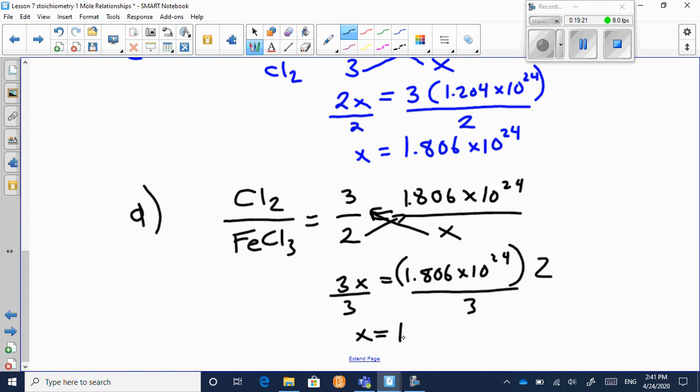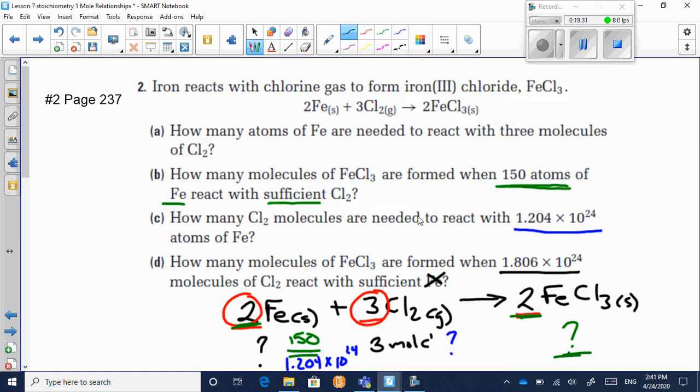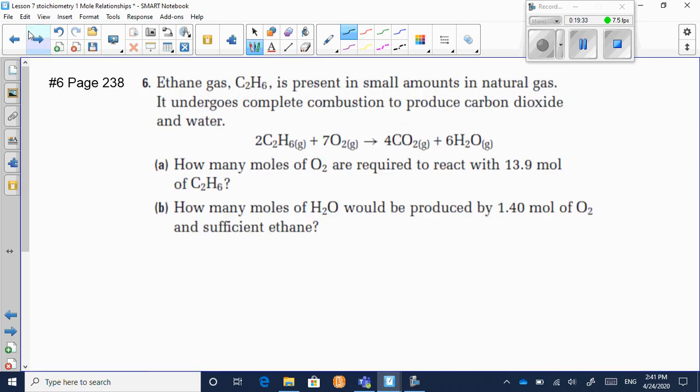And so here I get 1.204 times 10 to the 24. Okay, so that's using stoichiometry, you guys. It's using stoichiometry to solve questions. Let's try another question here.